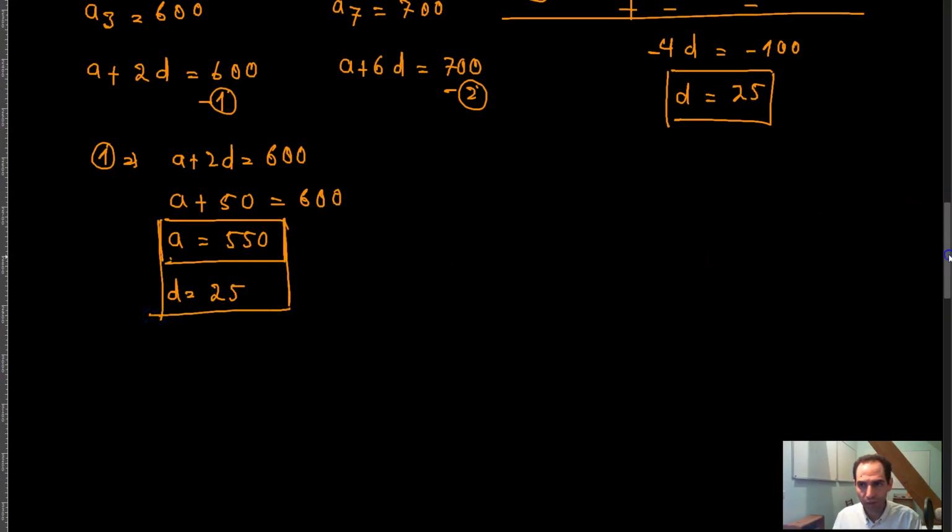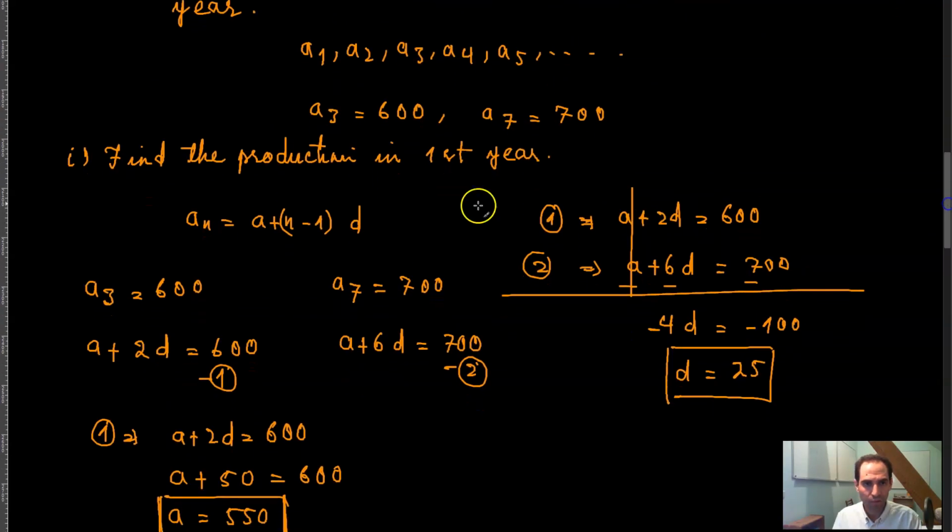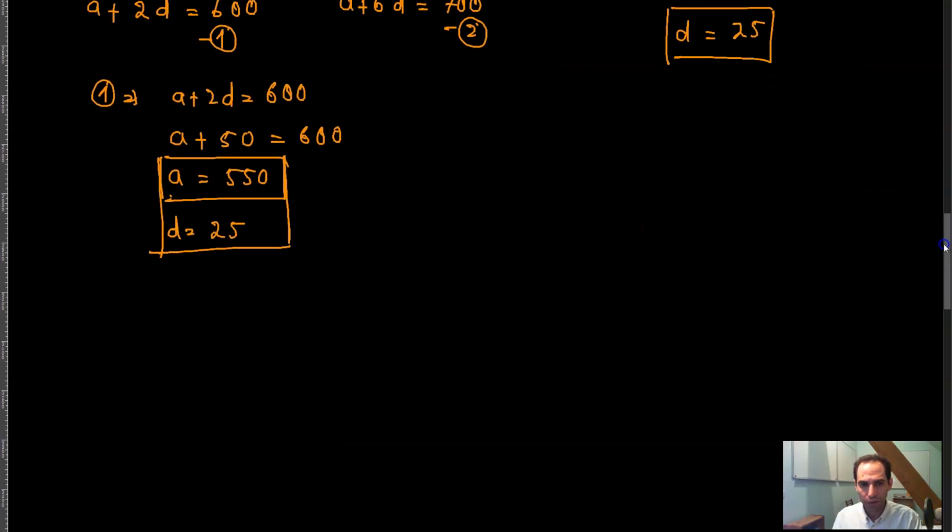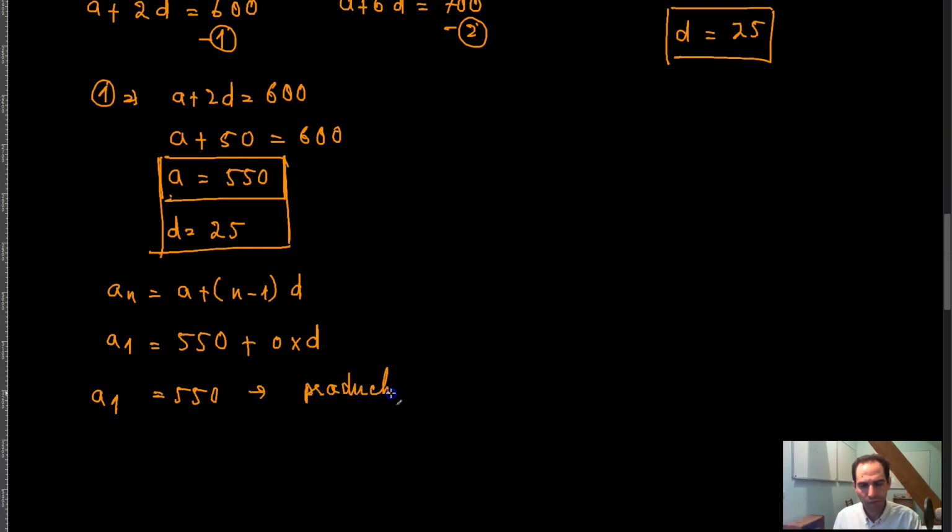Which means that if you now want to calculate A of 1, the production in the first year, you will be able to write A of n is equal to A plus n minus 1 times D. So A of 1 would be equal to A, which is 550, plus n minus 1, which is 0 here, times D, which is equal to 550. That is the production in the first year.